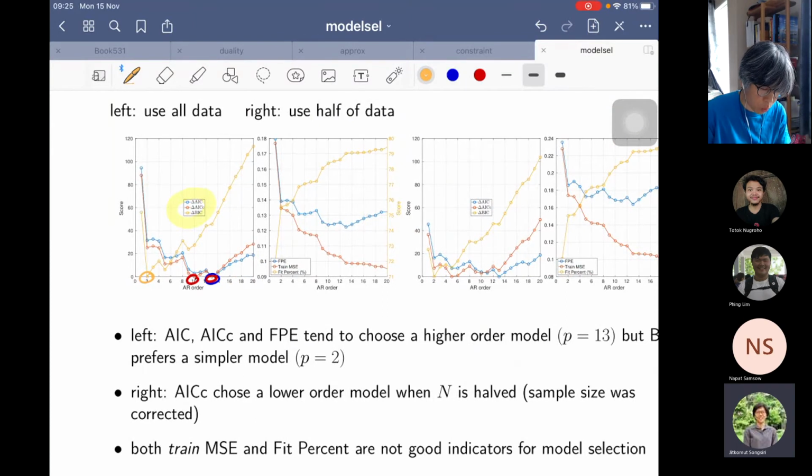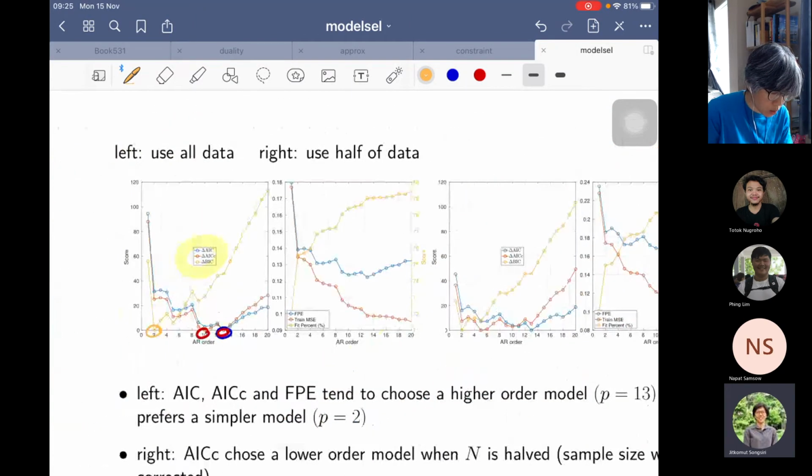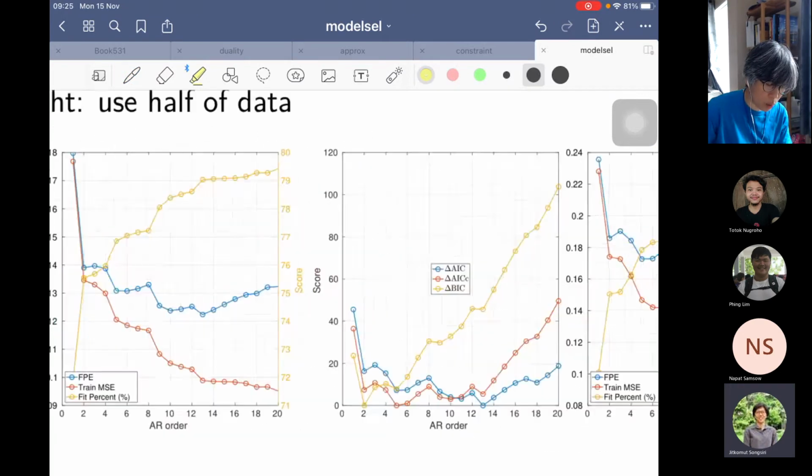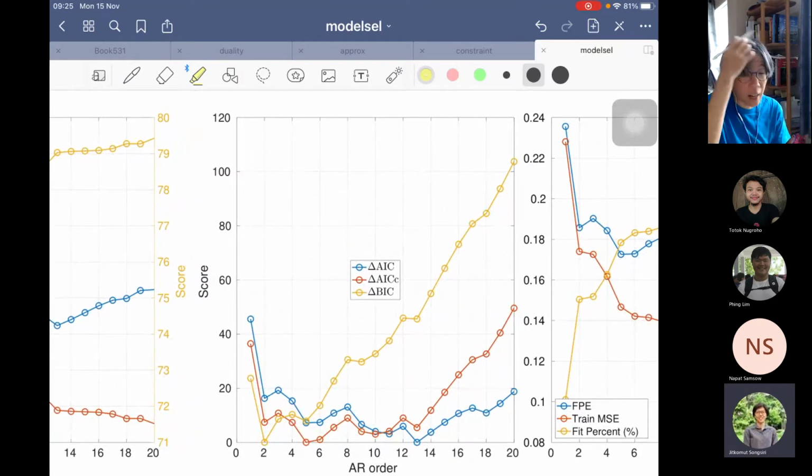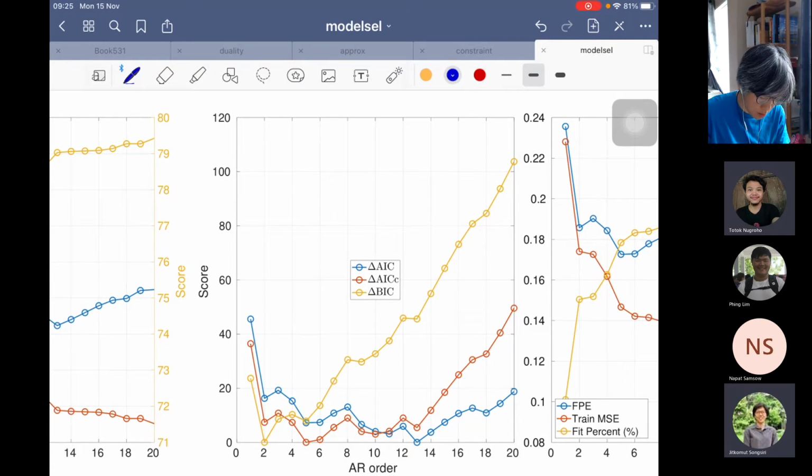Now I would like to switch. I still look at the model selection scores based on the log likelihood, but now I focus on the second case, when I use fewer data samples. So Top, can you read the graph? From this graph, AIC picks order 13. AICC picks order 5. And the last one, BIC picks order 2.